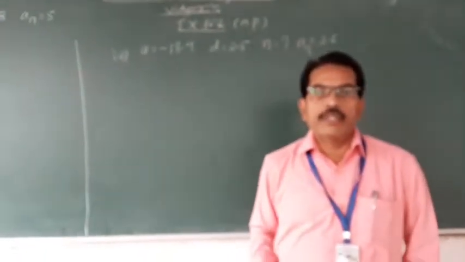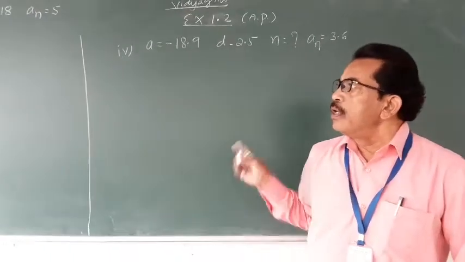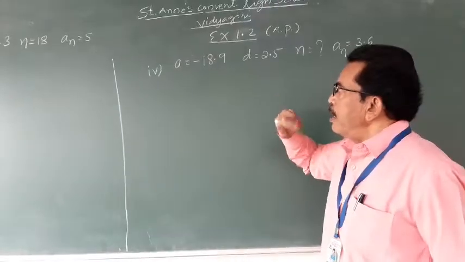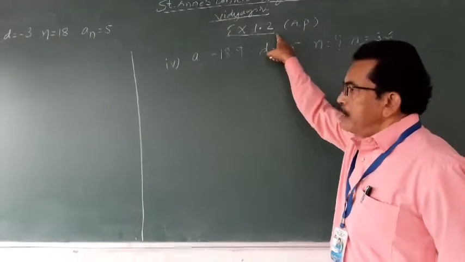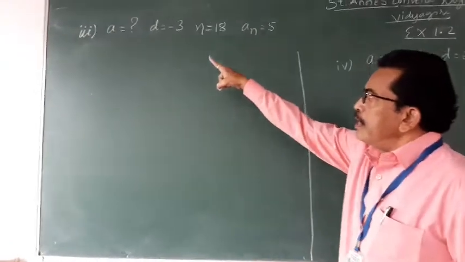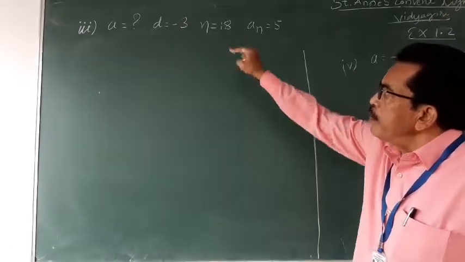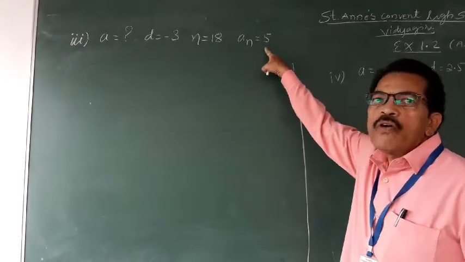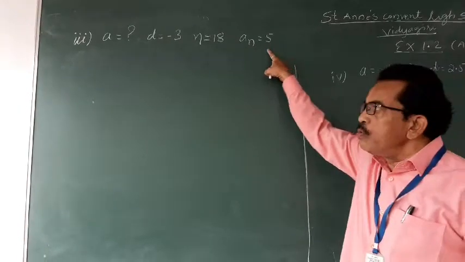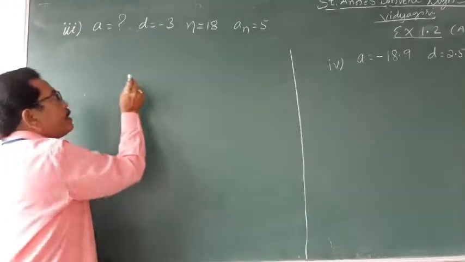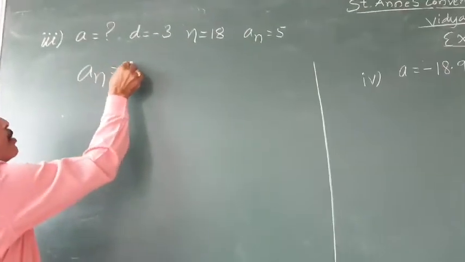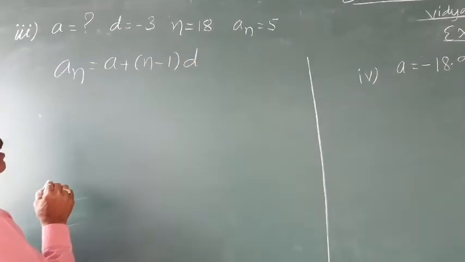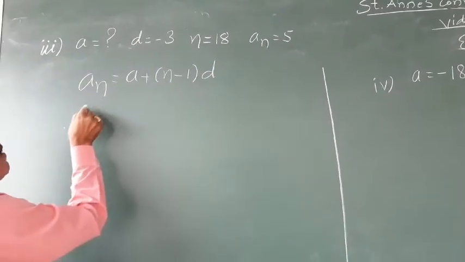Good morning, students. Yesterday we solved two problems related to exercise 1.2. Let us continue with the next one. That is the third: a equals question mark, d equals -3, n equals 18 and the nth term equals 5. Here we have to use the formula: an equals a plus (n minus 1) into d. Here an is given, that is 5.